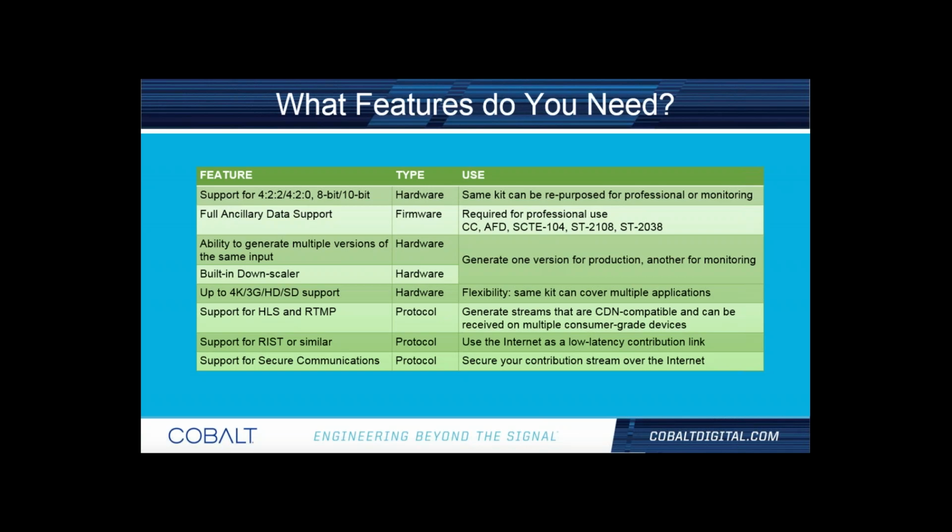Another thing you would like to be able to do is generate multiple versions of the same input with a built-in downscaler, because you may have this high quality, tens of megabits per second professional link or feed, and you may need to generate a lower resolution version of that for monitoring. You'd like your device to be able to support anything from 4K to SD, basically to repurpose the kit.